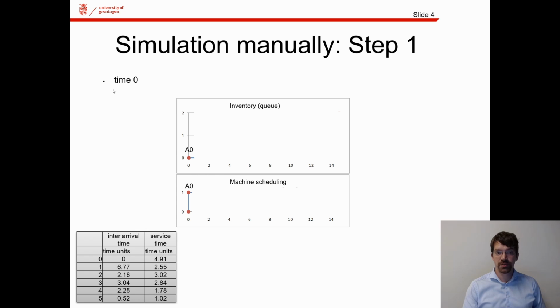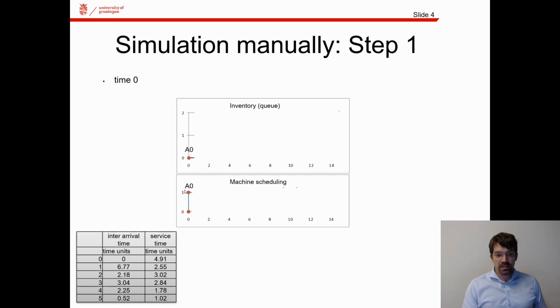What happens first is at time 0, the first order arrives because the interarrival time is set to 0. Due to the fact that the inventory of the queue is 0, the order passes immediately through the machine and increases utilization. So the utilization pops up from 0 to 100%.